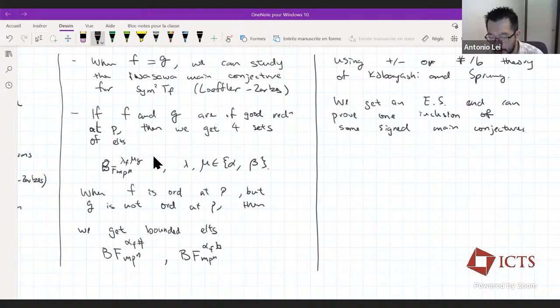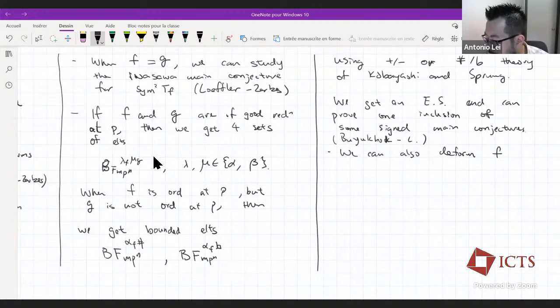Also here, since F is ordinary at P, I can deform F in some Hida family. So okay, maybe I just say this is work by Büyükboduk and myself. We can also deform F in a CM Hida family. And in this case, we can then get an Euler system. We can actually get a 2-variable Euler system.